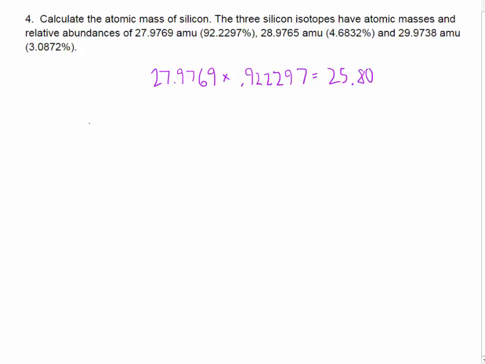and that will give us an answer of 25.80. And then the isotope with a mass of 28.9765 has a percent abundance of 4.7%. As a decimal, that's going to look like 0.046832, and when we multiply that, it'll give us 1.357.